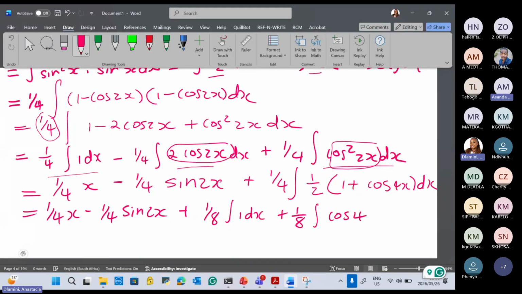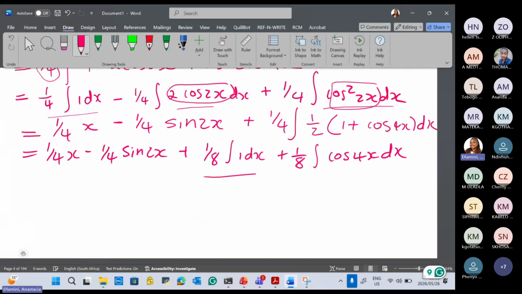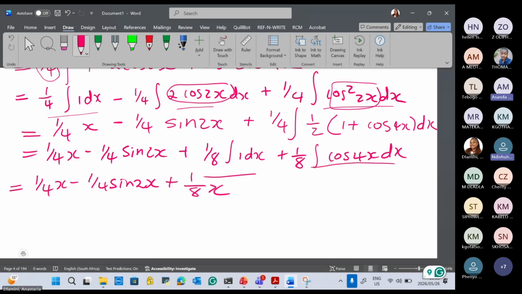cos of 4x dx. Now, can you integrate this? Yes, ma'am. What is the integral of that? 1/8x. Thank you. So this is plus 1/8x. Can you integrate this? Yes. What is the answer then, since you said yes? It's going to be 1/8 times 1/4 sine 4x.